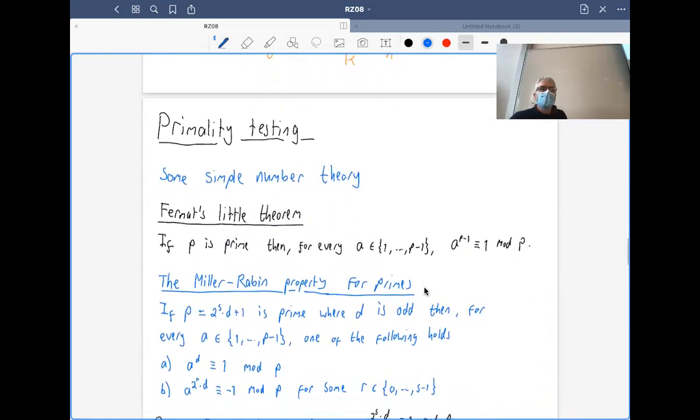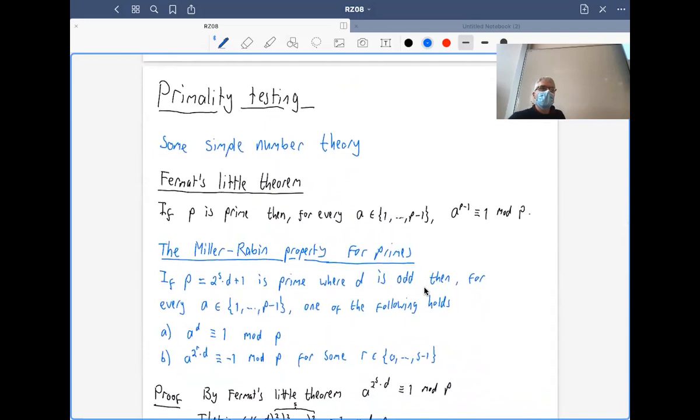A more sophisticated family of algorithms are probabilistic algorithms for testing whether a number is a prime number. So this is a large number, is it a prime number? This is called primality testing.